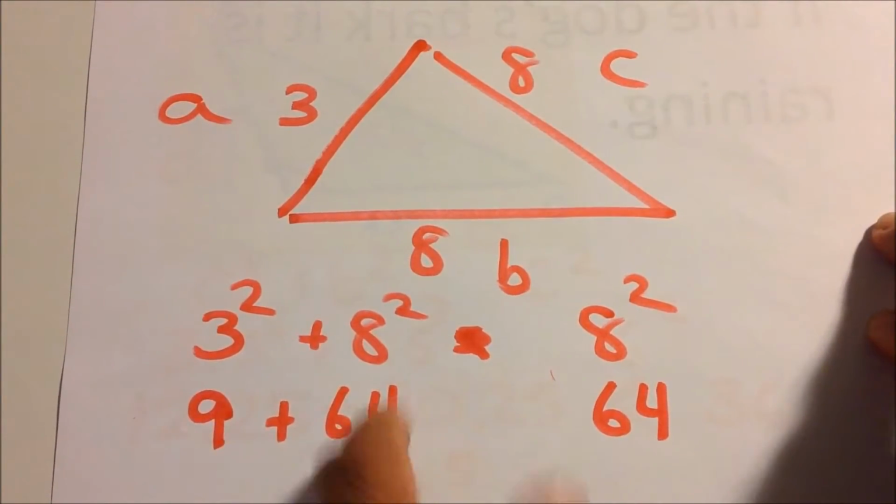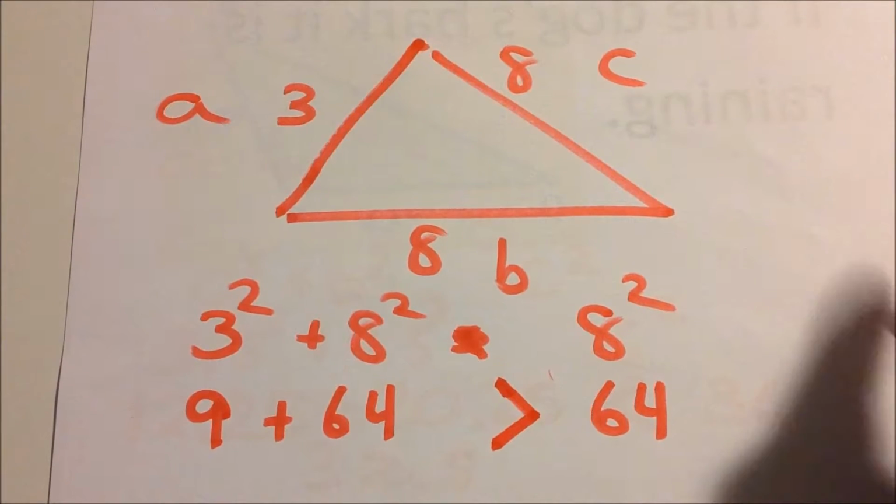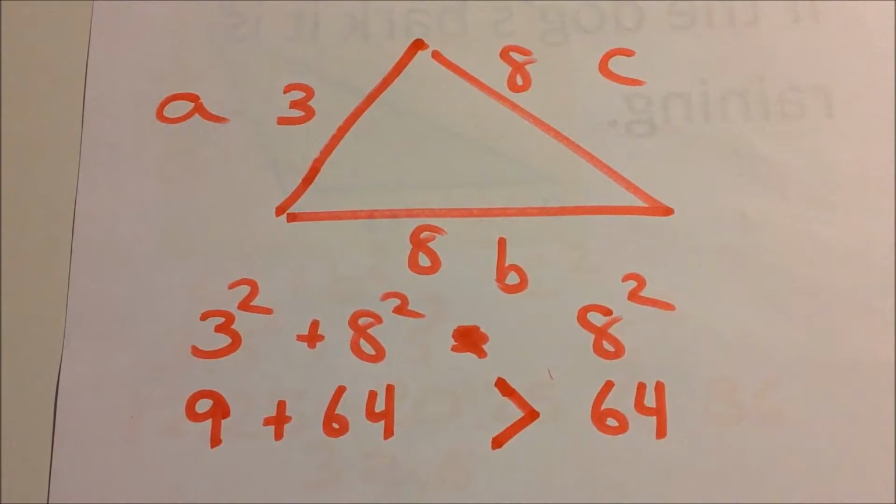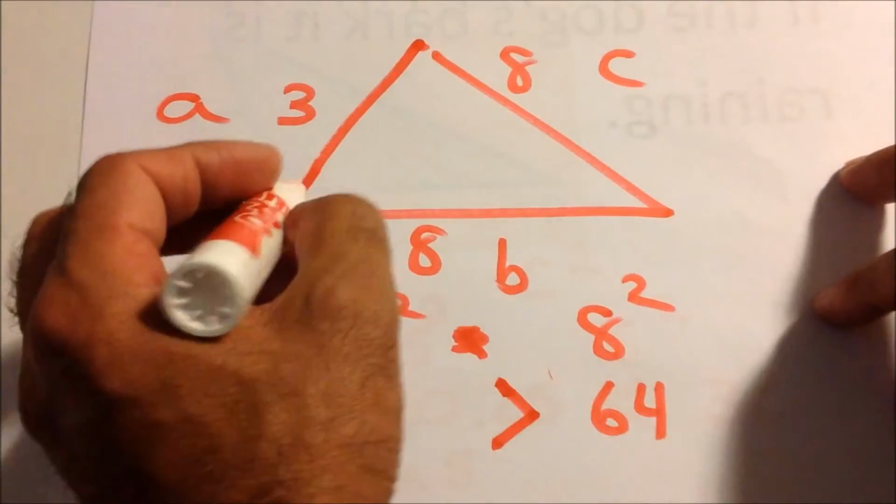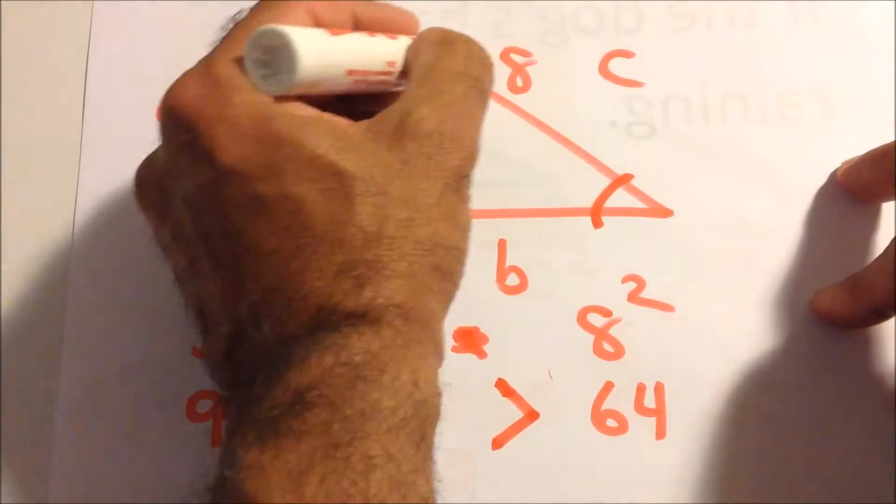So we know 9 plus 64 is greater than 64, and as we said, if these two are greater than c squared, we have an acute triangle. And we know in an acute triangle we have nothing greater than 90 degrees.